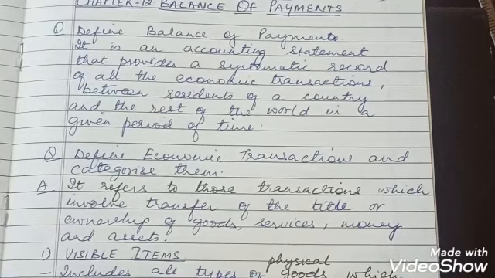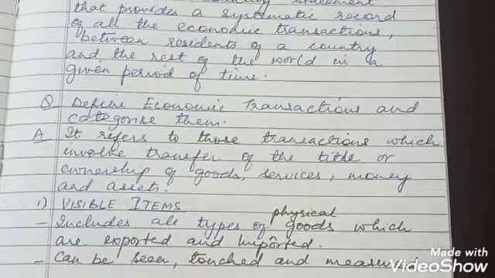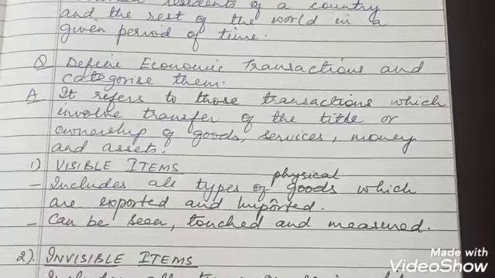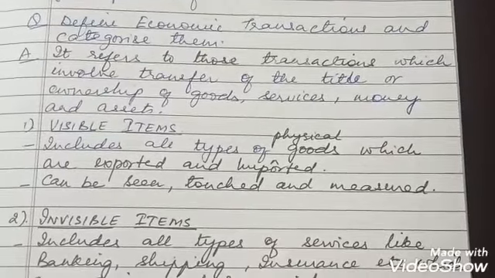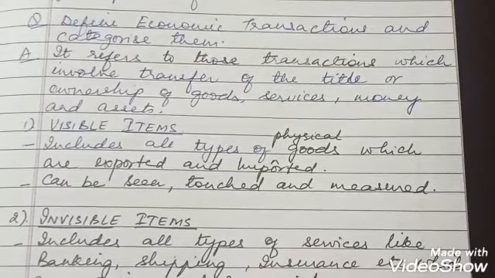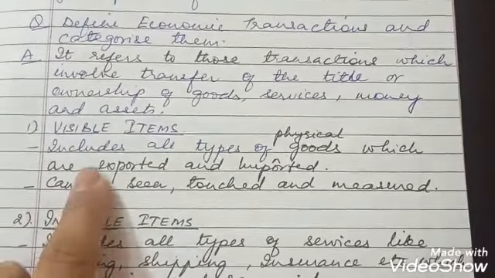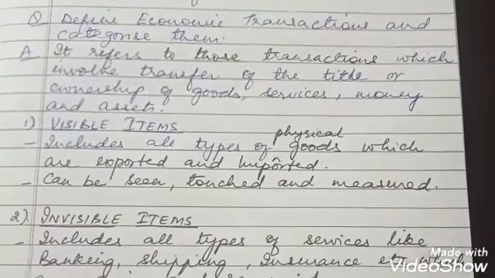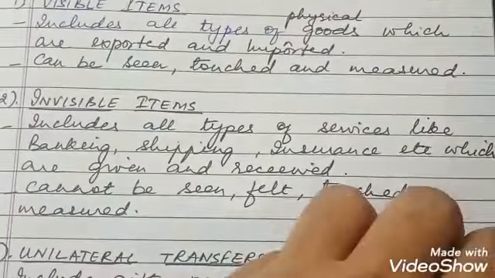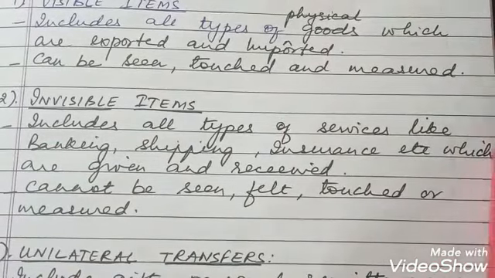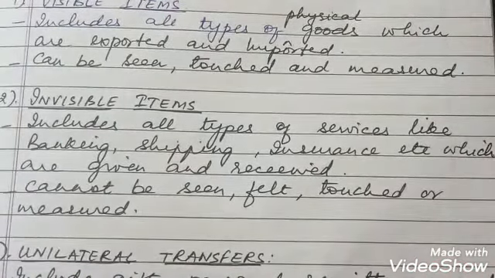In order to understand this chapter a little more in detail, we need to understand what are these economic transactions which take place between countries and are recorded in the balance of payment account. The economic transactions are namely 4 types. 1, visible items, invisible items. Next is the unilateral transfers, and on the next page you have capital transfers, which we are going to do when I turn the page, right? So there are 4 transactions. I'm going to explain each transaction one by one.